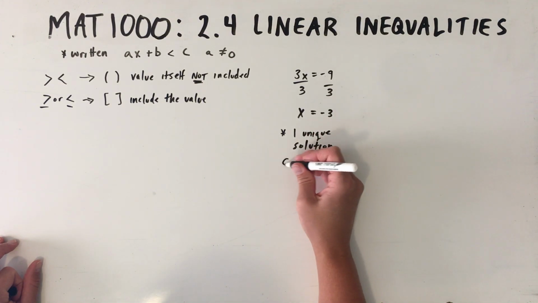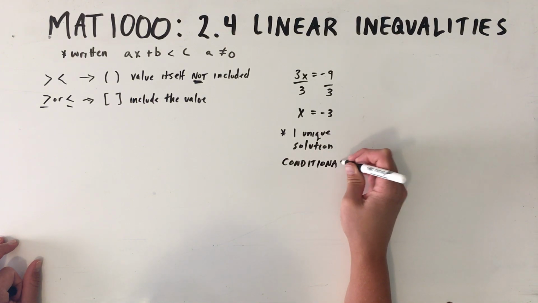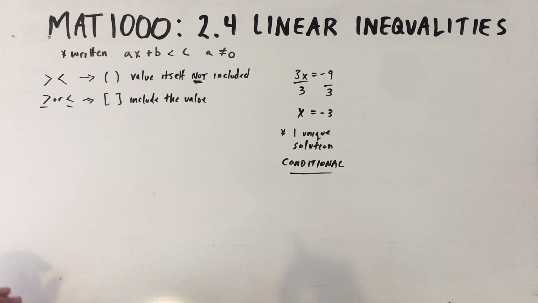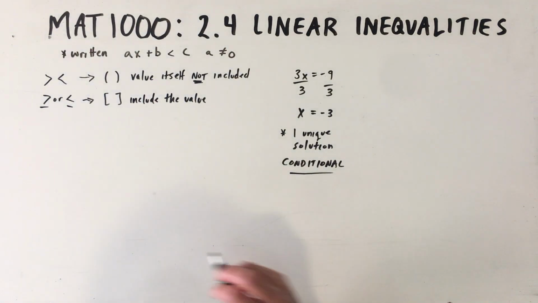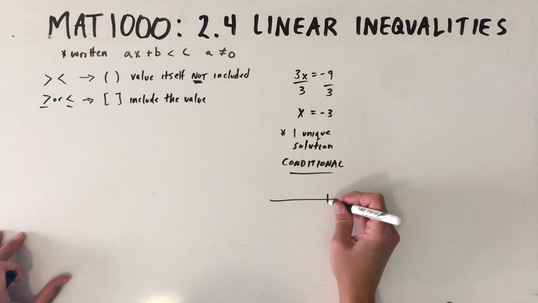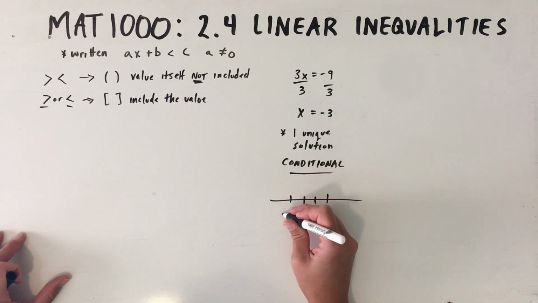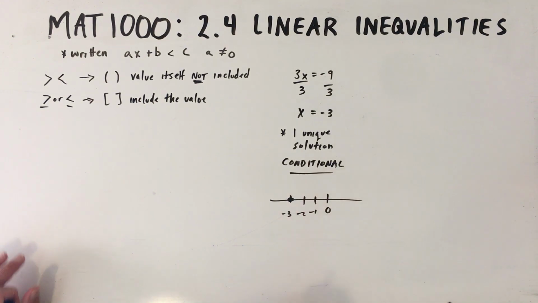Because this equation is conditional. Remember we talked about the different types of equations, so this is a conditional equation. Because this equation is conditional, then it does have one unique solution. And if we were to draw this unique solution on a number line, we would say that is this dot right here.